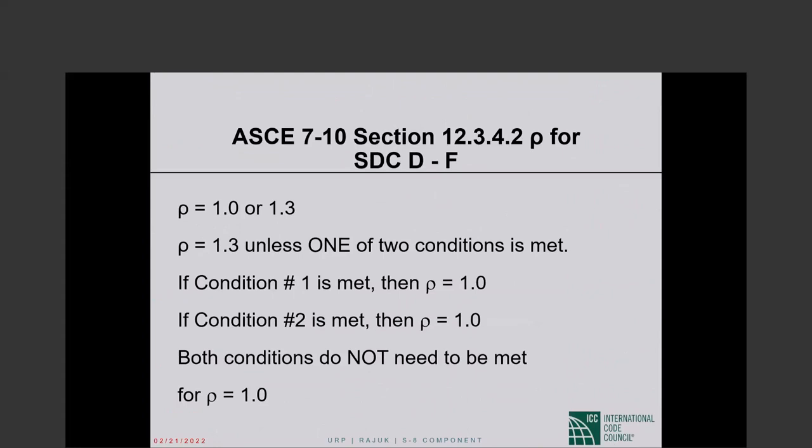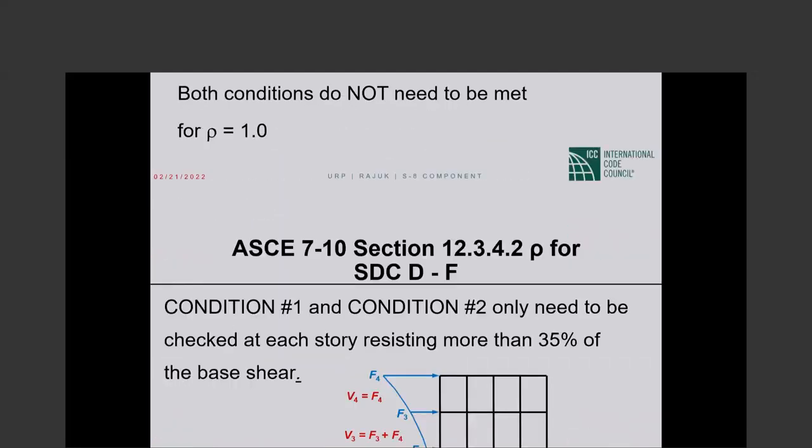Okay, so going beyond that, if your design category is D, rho is 1 or 1.3. That I have said already, I don't know how many times. Now, rho is 1.3, not 1, unless one of two conditions is met. If condition number 1 is met, then rho is equal to 1. If condition number 2 is met, then also rho is equal to 1. Both conditions don't have to be met. So unless you meet condition 1 or condition 2, your rho is equal to 1.3.